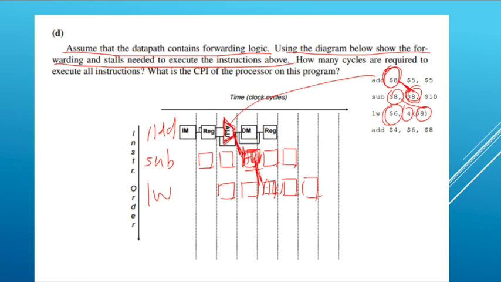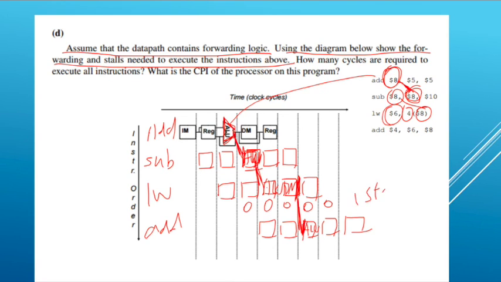Because the value of register number 6 in the load word instruction will not be updated until the DM stage. For the load word, we need to access the memory and load the value before we can know what's in register number 6. So in that case, we need to add a line of bubbles, and the add instruction will start from here. And this is the ALU stage of the add instruction. So we need to forward from the DM stage to the ALU stage. So that will give us 1 stall in between load word and the add instruction.